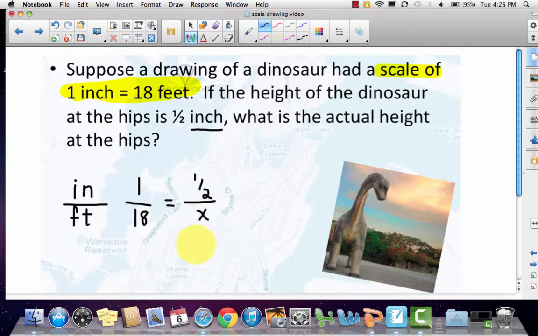Once that's completed, I now just solve my proportion by cross multiplication, starting with my variable. 1 times x is x, or 1x if you prefer. And then I cross multiply the other way. 18 times 1/2 is 9. If I look back at my proportion, I know that the label of my answer should be feet. So this tells me that the height of the dinosaur to its hip is 9 feet tall. Let's check out another example.